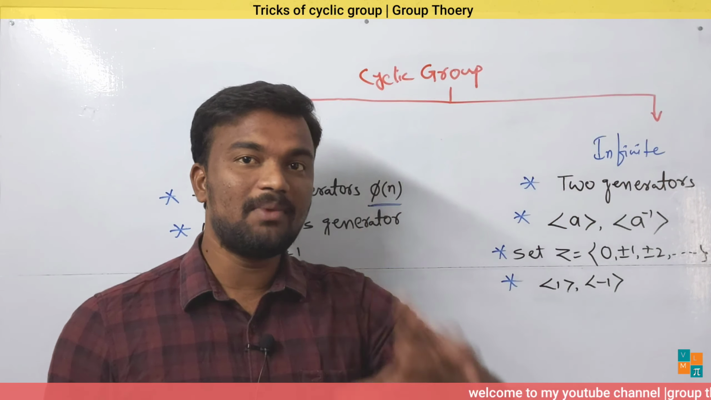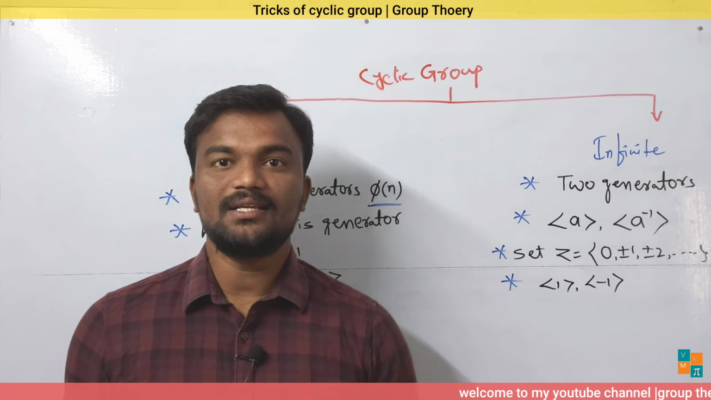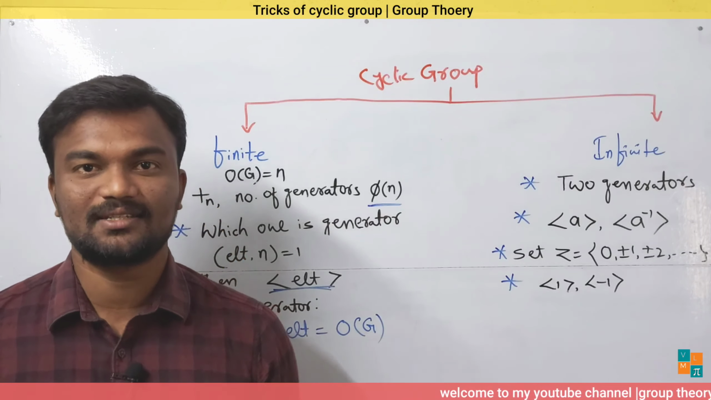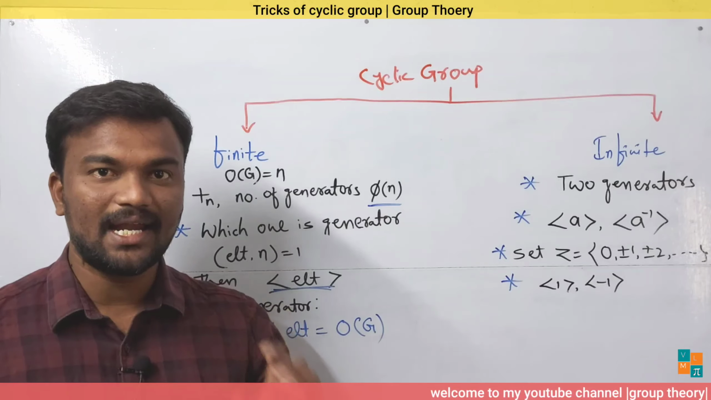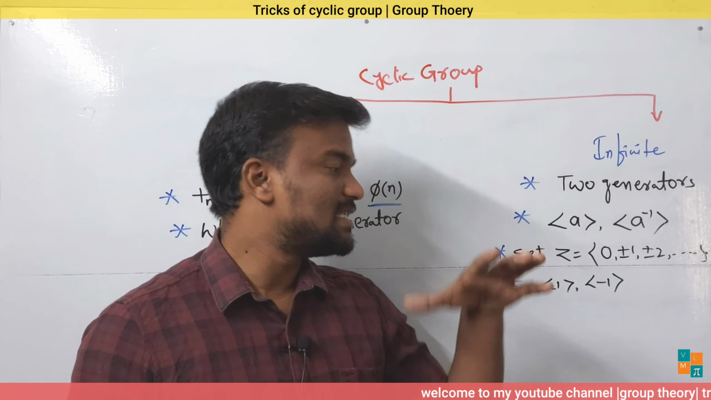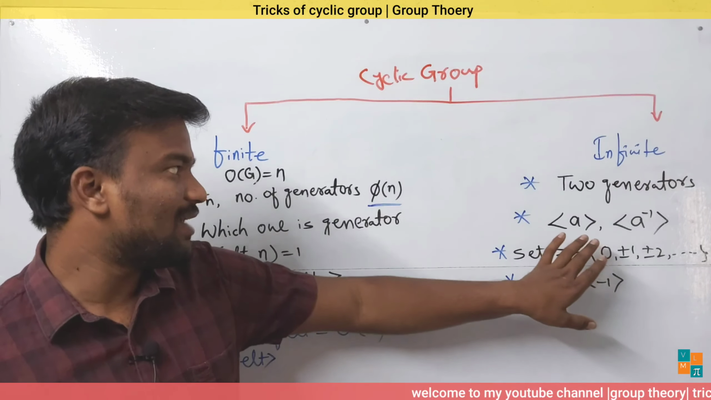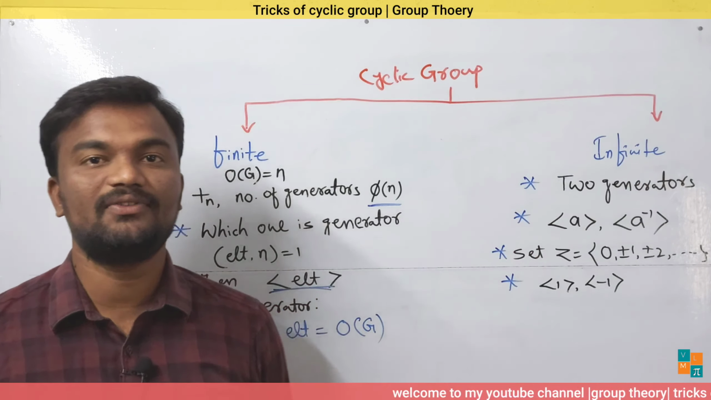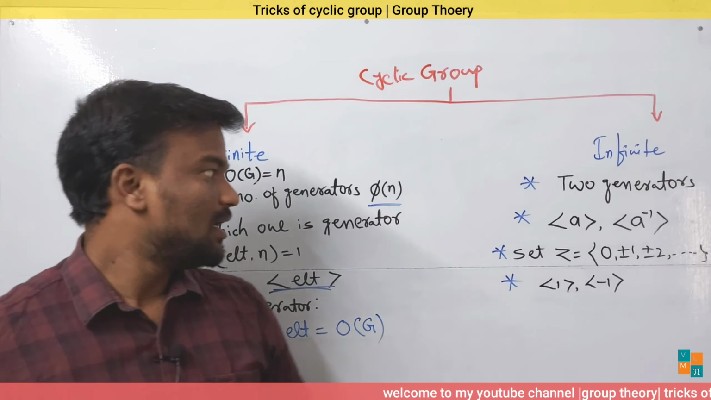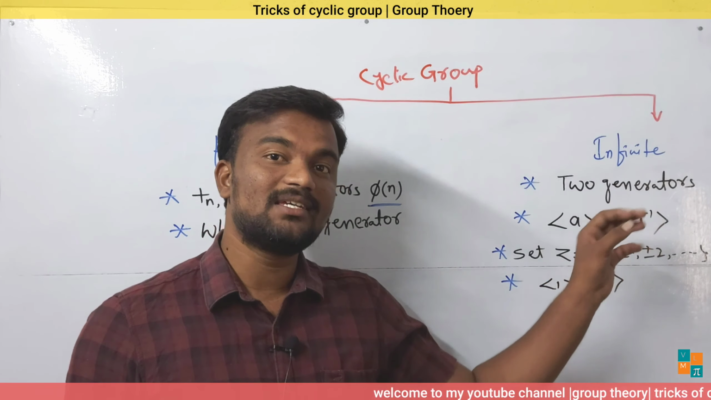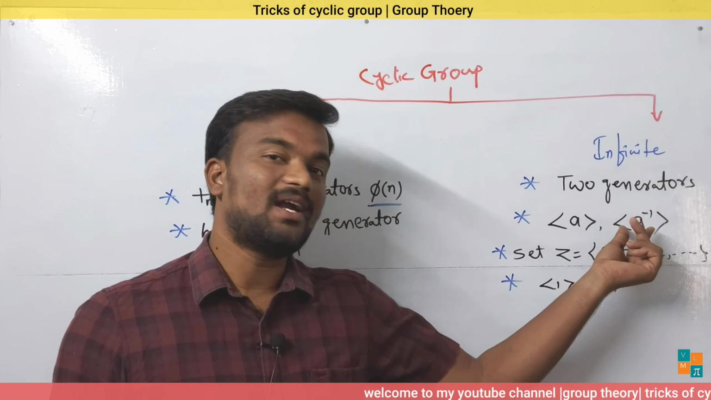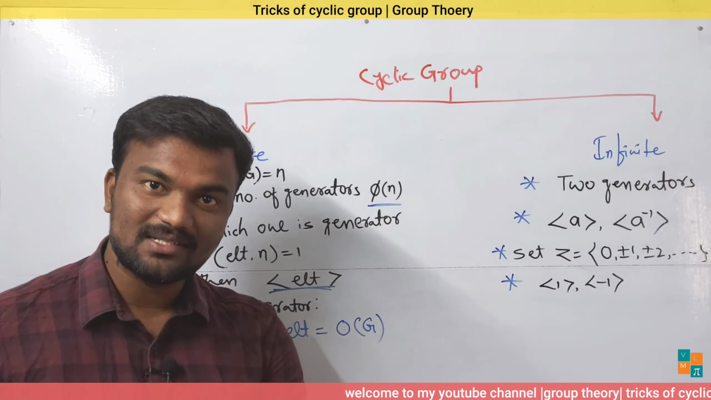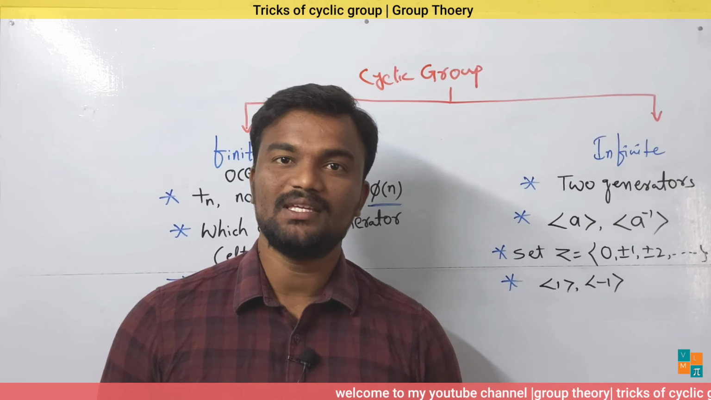Here remember one point: for every infinite cyclic group, there exist only two generators. Now let's see, if A is a generator of the infinite cyclic group, then A inverse is also a generator of the infinite cyclic group. What is A inverse? A inverse is the inverse element of A. If A is a generator, then the inverse of A is also a generator of the cyclic group.